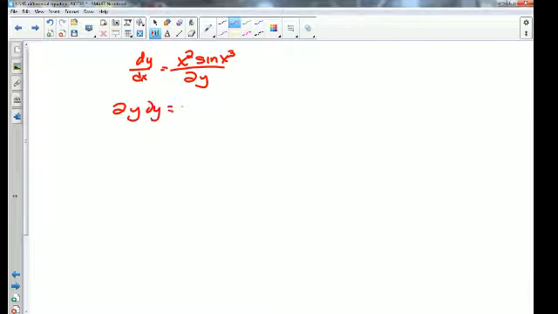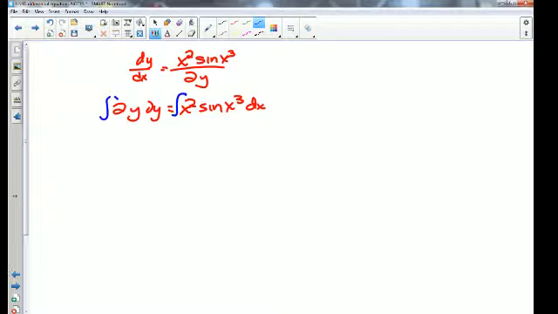2y dy equals x squared sine x cubed dx. Separated. You gotta keep them separated. There's the separation. Oh, I put it in the wrong spot. It's basic algebra. Separating variables is basic algebra. Okay, last one.